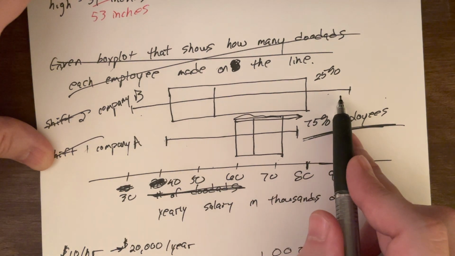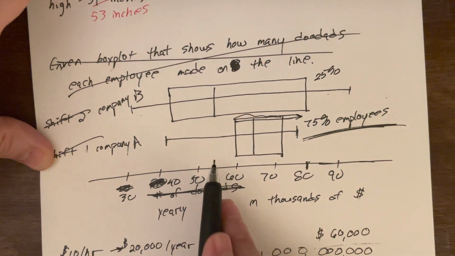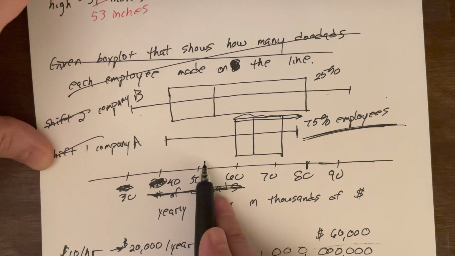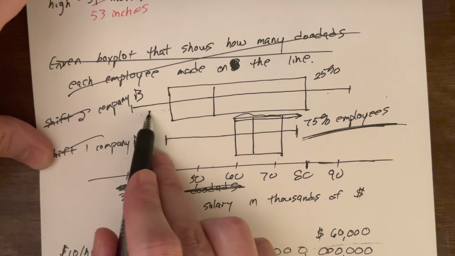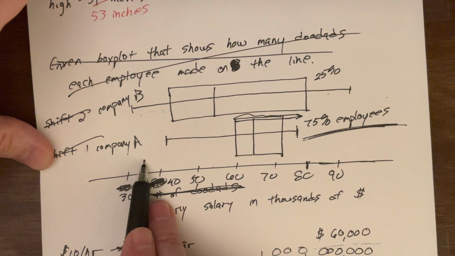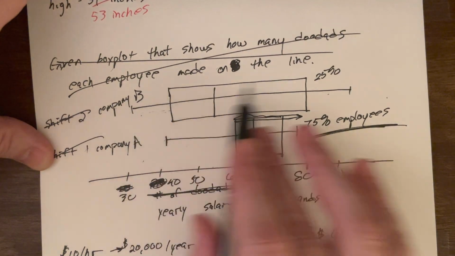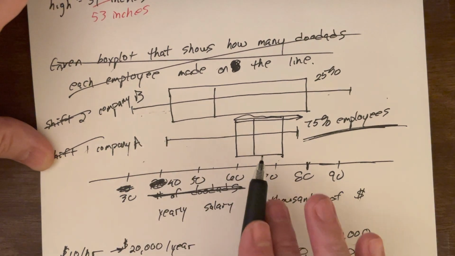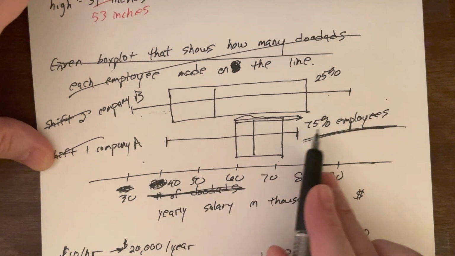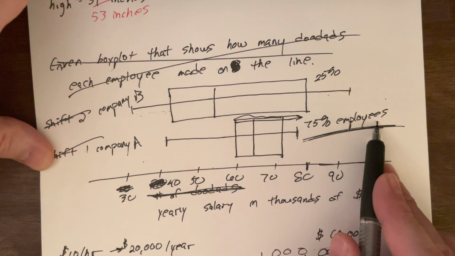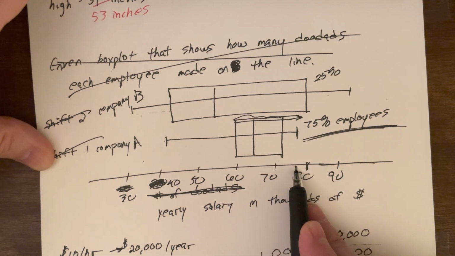Well, you may point out that you have the chance to make more money than any person at company A. But then again, if you're in company B, you have employees that make less money than any single employee at company A. So again, it comes back to this being more spread out and this being more consistent. So what do you prefer? Well, maybe people say, look at this, 75% of your employees are making between $59,000 and $77,000 per year.